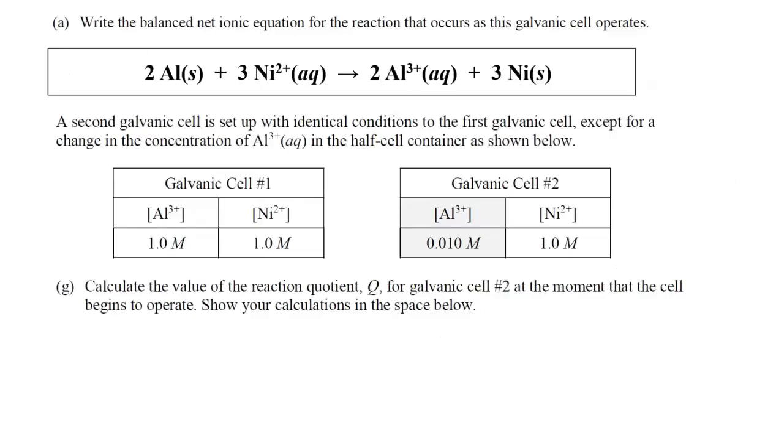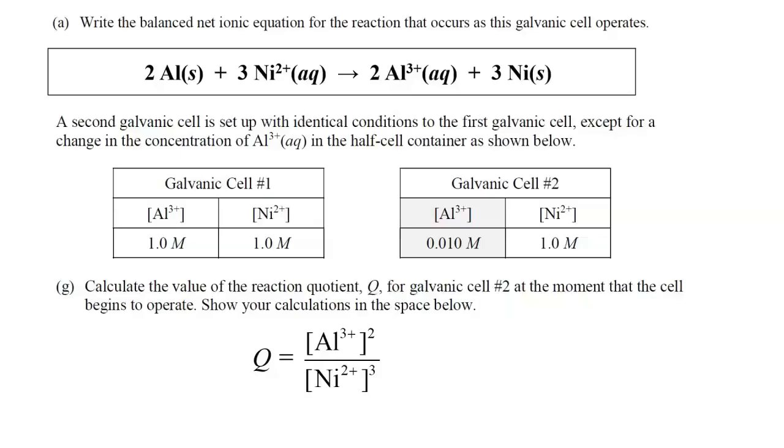So here we have, in part G, we have to calculate the value of the reaction quotient for galvanic cell number 2. And so it's going to be products over reactants, like you would normally see for an equilibrium constant expression, but this is the reaction quotient Q. So products over reactants, and we do not count solids in this expression. So we have the concentration of the aqueous aluminum ions squared, because of the coefficient of 2, divided by the concentration of the aqueous nickel ions cubed, because we have a coefficient of 3.